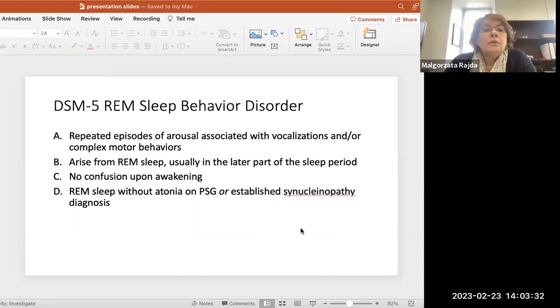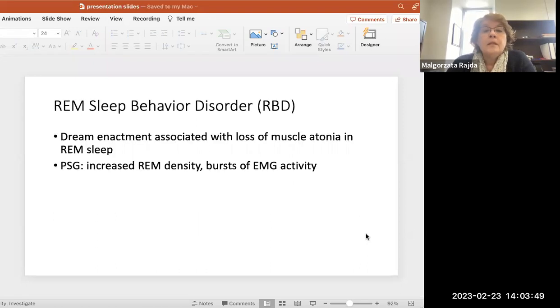The next disorder I want to discuss is something that you are going to see in your practice quite guaranteed, which is REM sleep behavior disorder. We have a DSM definition and diagnostic criteria, but essentially it's a loss of the muscle atonia in REM sleep. So the muscles remain active, and the patient is enacting their dream content. This is one type of parasomnia disorder where a sleep study is indicated and necessary to confirm the diagnosis.